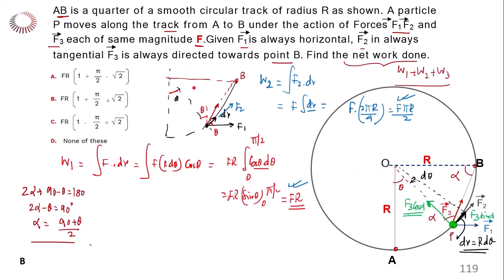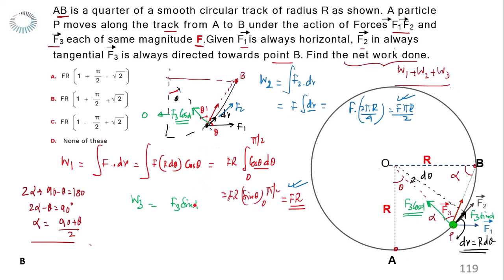Okay, F3 sin alpha. So F3 sin alpha is along the dr, but F3 cos alpha is perpendicular to the dr. So here I am drawing it again. So this is the F3 component which is perpendicular to dr. So this is F3 cos alpha. So F3 cos alpha is always perpendicular to the dr. So that gives the 0 work. Okay, displacement is perpendicular to the force. So only work will be given by the F3 sin alpha component. So work done by third force should be equals to F3 sin alpha into dr.